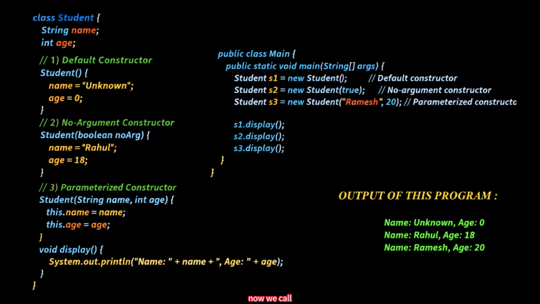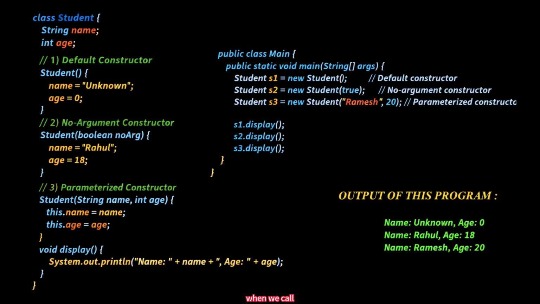Now, we call s1.display. It prints name, unknown, age, 0. Because during the creation of S1 those values were set by the default constructor. Then we call s2.display. It prints name, Rahul, age, 18. Because during the creation of S2 the boolean constructor assigned those values.